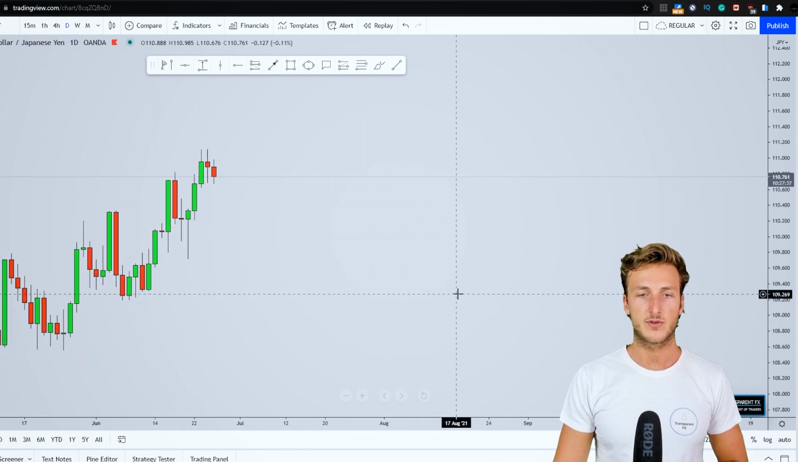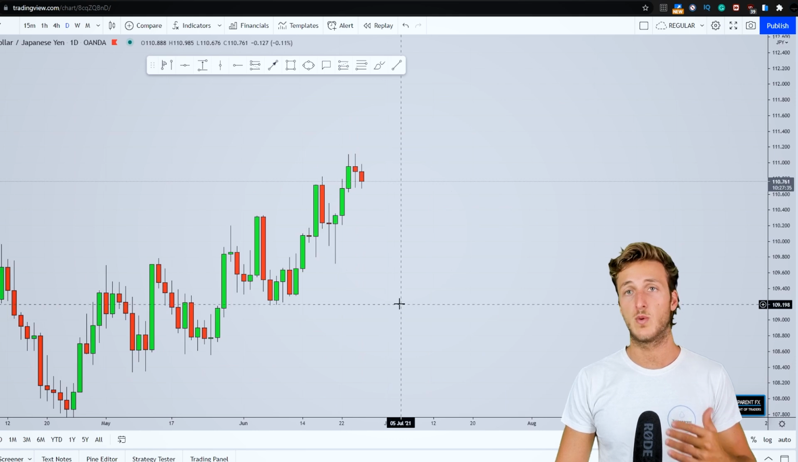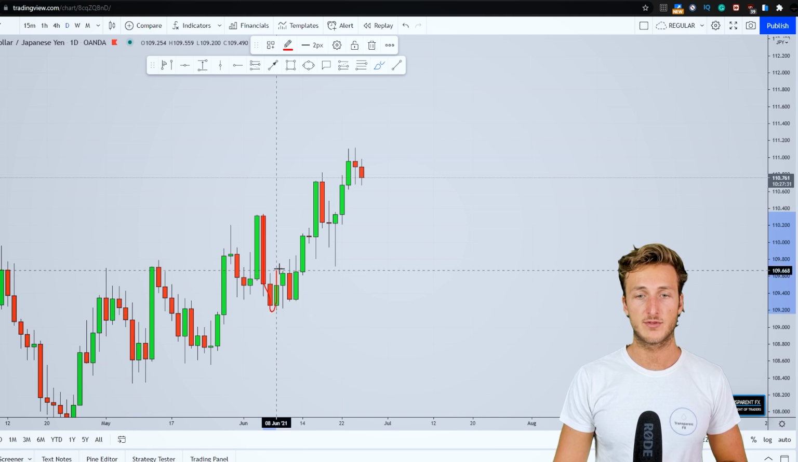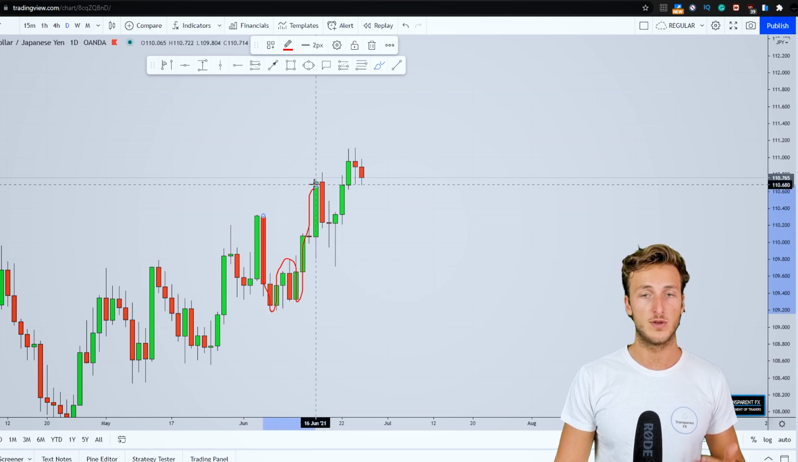Going down on the daily time frame, what do we have? Here on the daily time frame, I had spoken about USD JPY a couple of times in the past. I spoke about USD JPY after the market had provided this W formation.